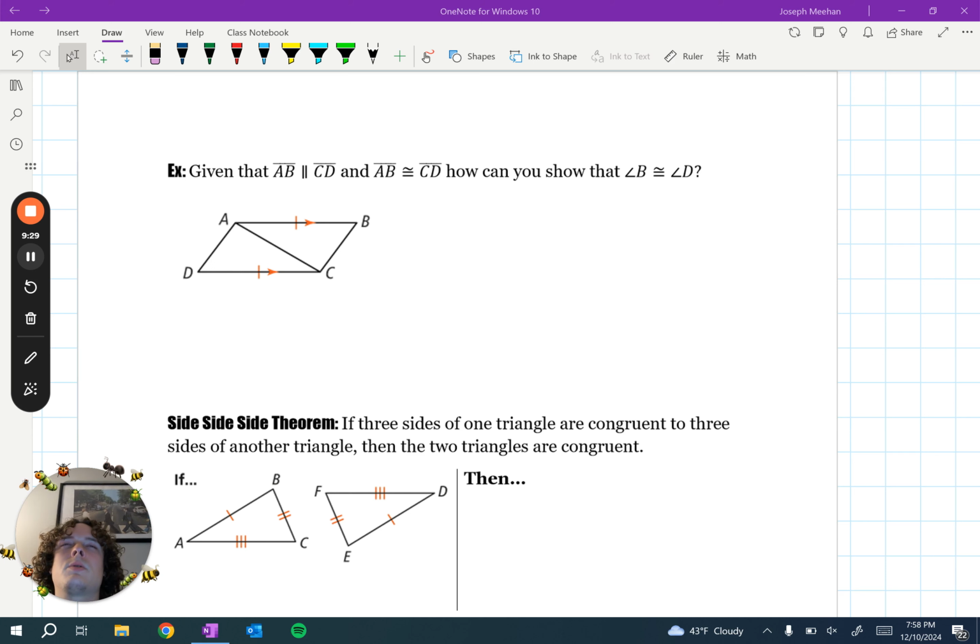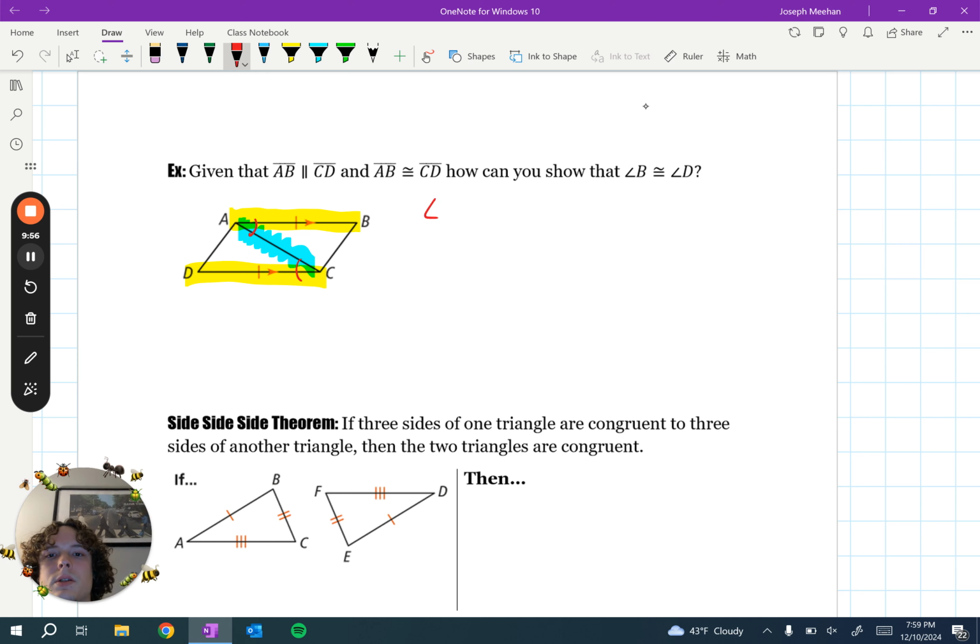Whenever we see parallel lines, you always want to be thinking back to parallel lines cut by a transversal. So let's say AB and DC are the parallel lines, and let's say AC is the transversal. If that's the case, then we can easily say angle BAC is congruent to angle DCA because of alternate interior angles. I'm just going to make a little note off to the side: alternate interior angles. All right, pretty cool.